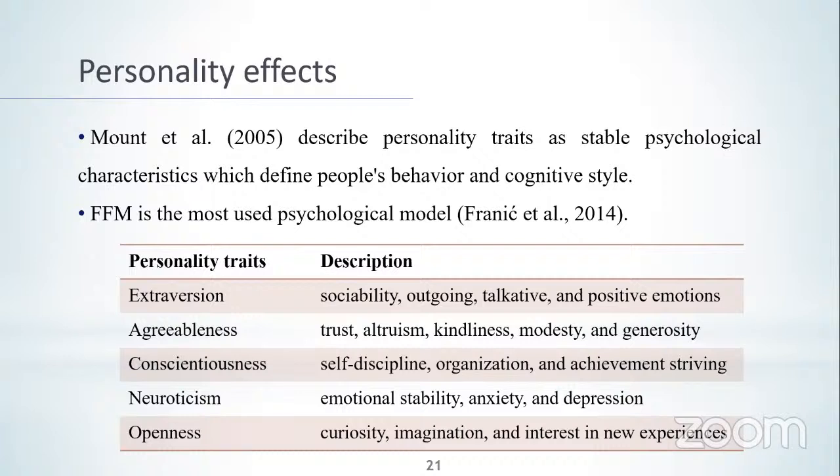In particular, the 5-factor model is considered as one of the most used models, especially in education, which is based on 5 personality dimensions, namely extraversion, agreeableness, conscientiousness, neuroticism, and openness. For example, extraversion refers to the degree of being sociable, outgoing, talkative, and having positive emotions. So here we have a different state for each personality trait, high and low. For example, learners with high extraversion will be more sociable, have positive emotions, and be talkative, etc. The same thing applies for the 5 dimensions.